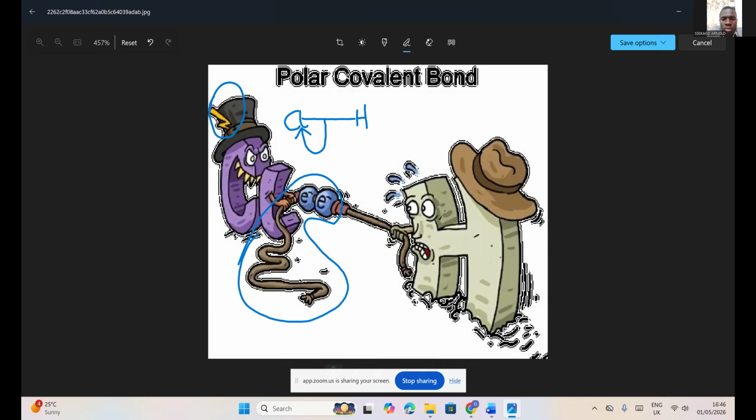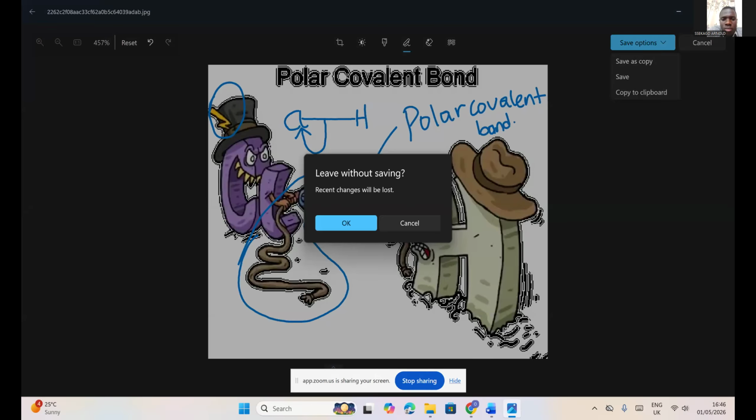So it acquires a negative charge, being highly electronegative as compared to the other. Now, do you know what that rope becomes? This rope becomes a polar covalent bond. I hope that is taken care of.